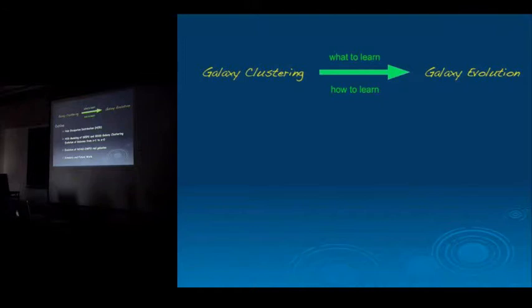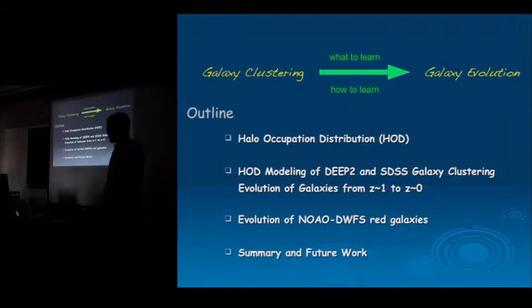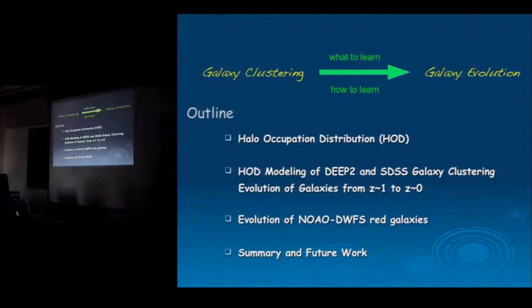I will first give an introduction to the halo occupation distribution, in short HOD. Then as examples, I will present HOD modeling results of the DEEP2 and the Sloan galaxy clustering, basically the galaxy population at redshift one and the galaxy population at redshift zero, and also talk about modeling results for the NOAO Deep Wide-Field Survey galaxies. We try to understand something about galaxy evolution since redshift one. And then I will summarize my talk and point out some future directions.